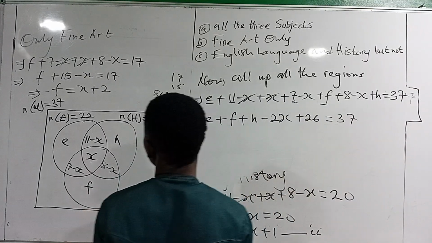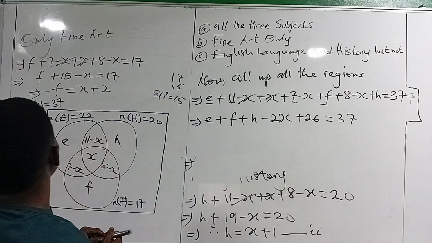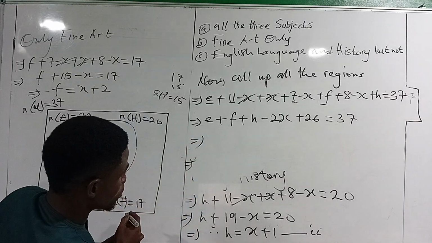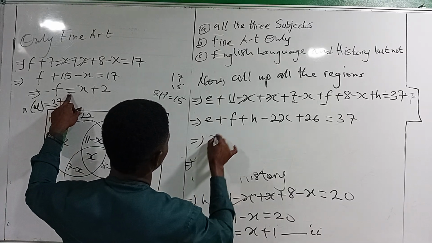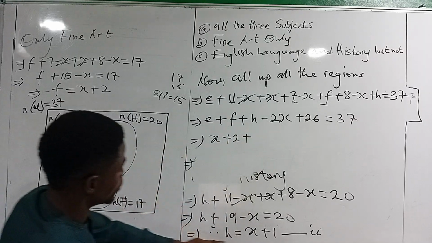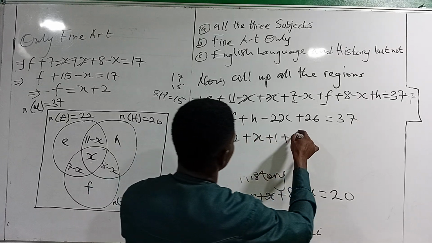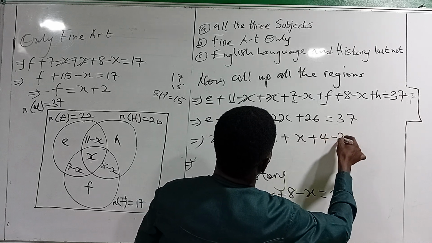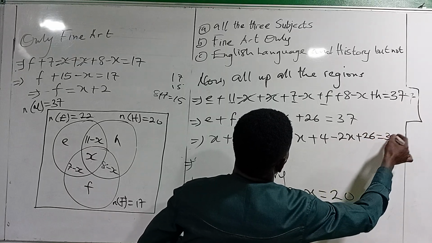Now what is your E? What is our E? Our E is 4 plus x, our F is x plus 2, plus our H is x plus 1. Then we have minus 2x plus 26 equal to 37.